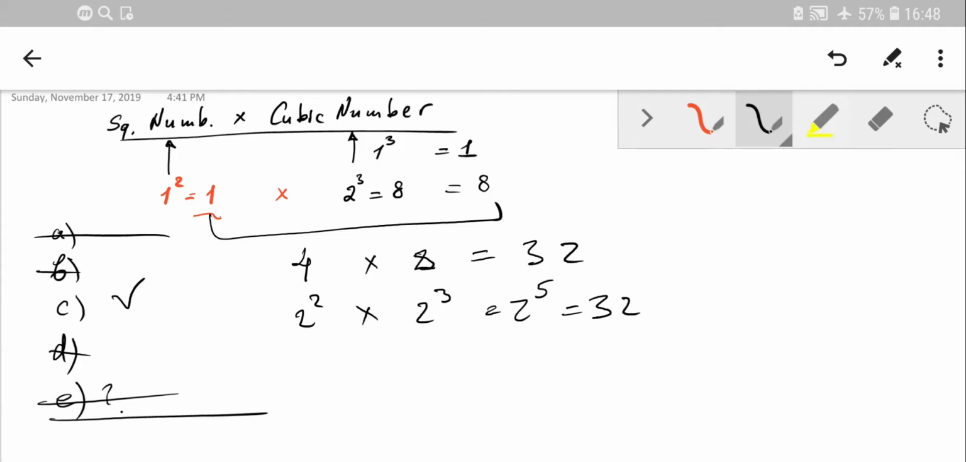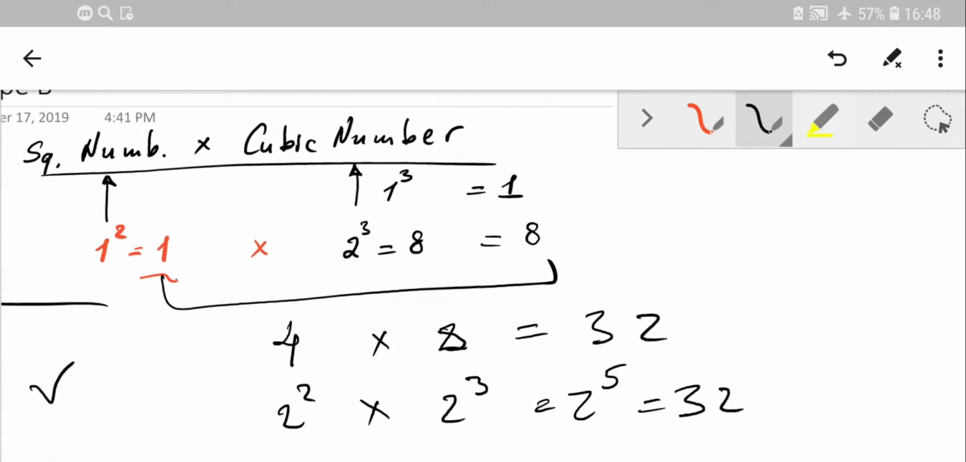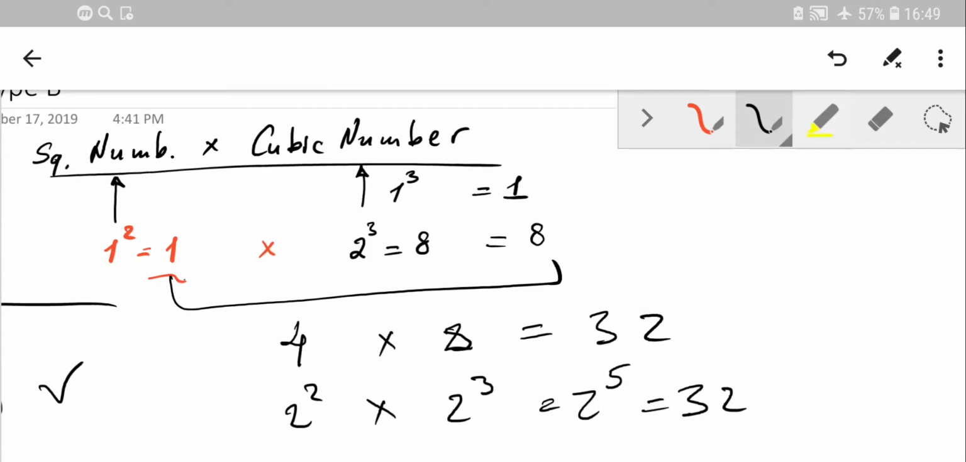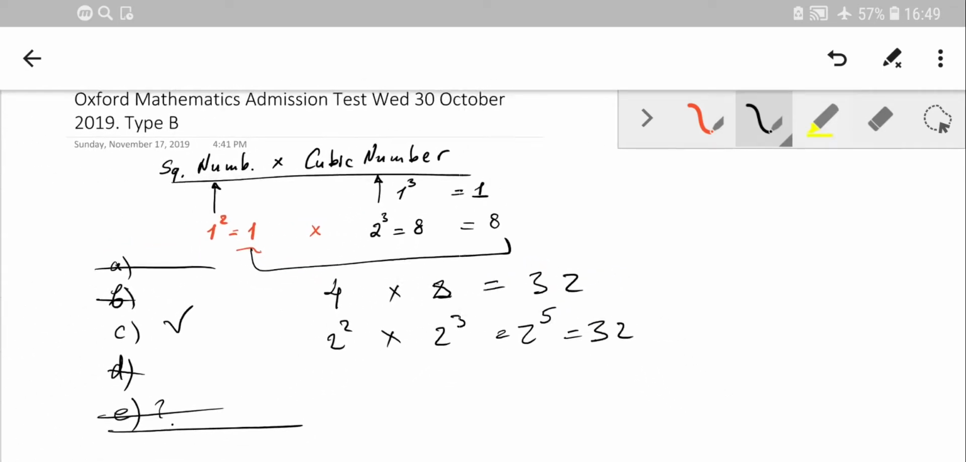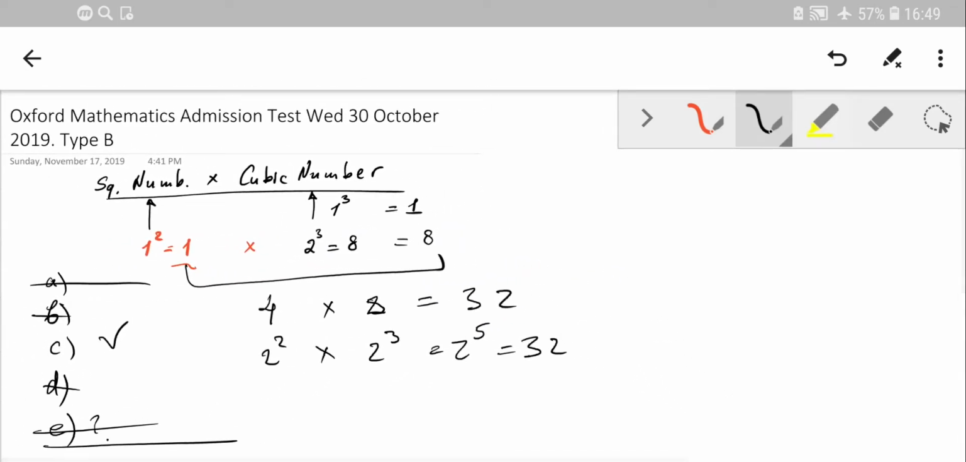So C is correct. As you can see, just try to find contradictions to your statement, and that's how you can test it. In general, trying to write a square number in general form and a cubic number in general form is quite hard. So you'll save your time if you simply pick some counterexamples.